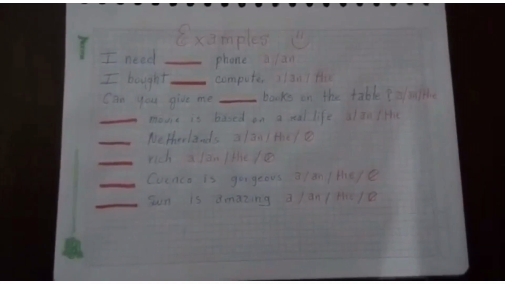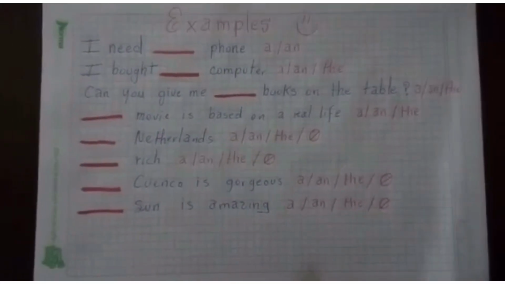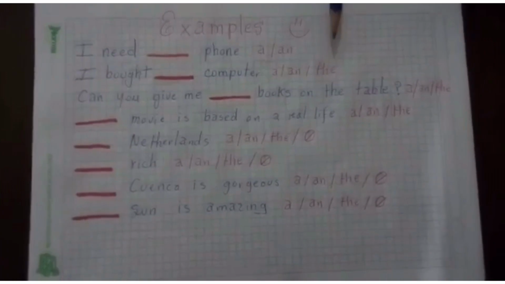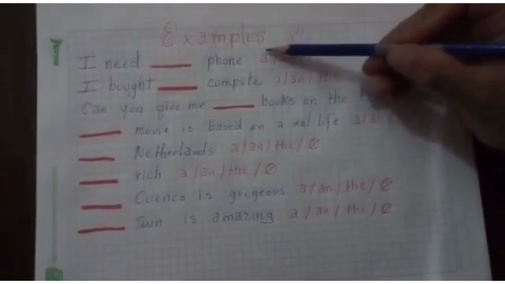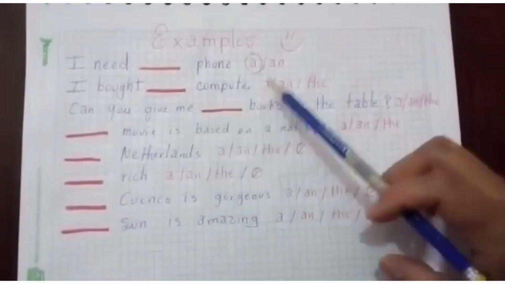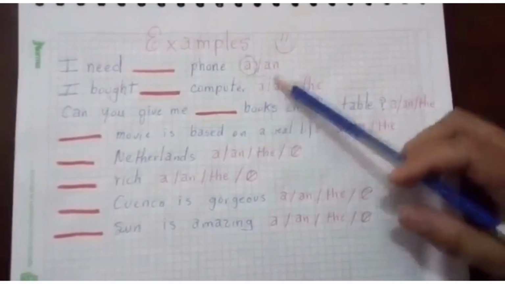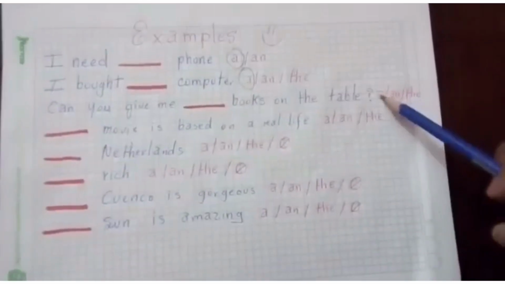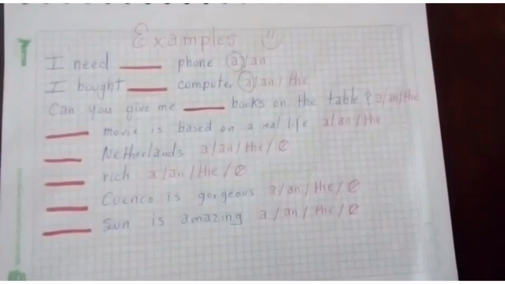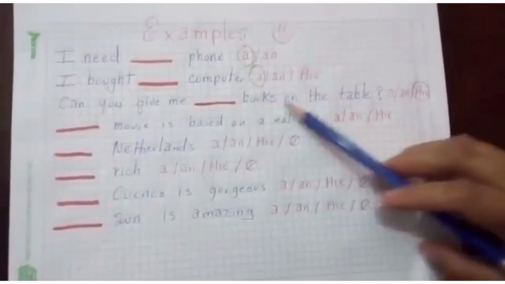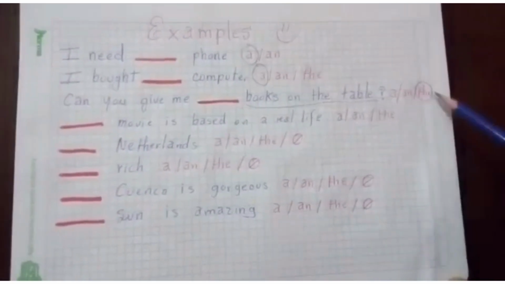Okay, here I'm going to show you some examples. The first sentence says, I need a or an phone. Obviously, you're going to agree with me, and it sounds better even, so we're going to choose a phone. I need a phone. I bought an or the computer? I bought a computer, obviously. Can you give me an or the books on the table? Obviously, we are going to choose the. Can you give me the books on the table? Because it's specific, so you have to use the.